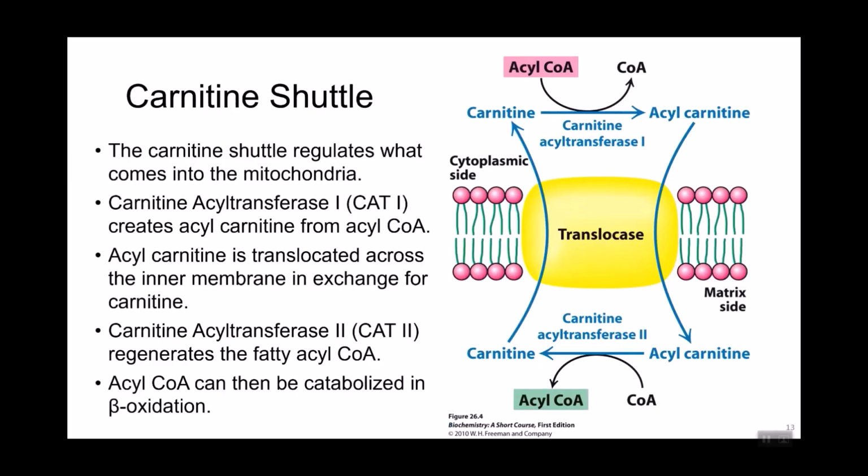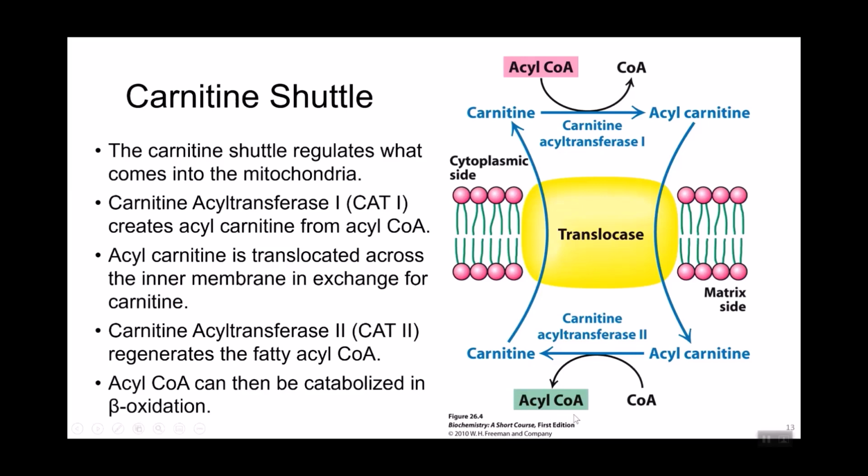Acyl chains are imported across the mitochondrial inner membrane by a carnitine shuttle. This shuttle involves a transferase called CAT1 that transfers the acyl chain from coenzyme A onto carnitine to form acyl carnitine in the intermembrane space. There's then a translocase that will exchange the acyl carnitine for free carnitine from the matrix side. Carnitine acyl transferase 2, or CAT2, will then transfer the acyl chain back onto coenzyme A using a free coenzyme A found in the matrix.